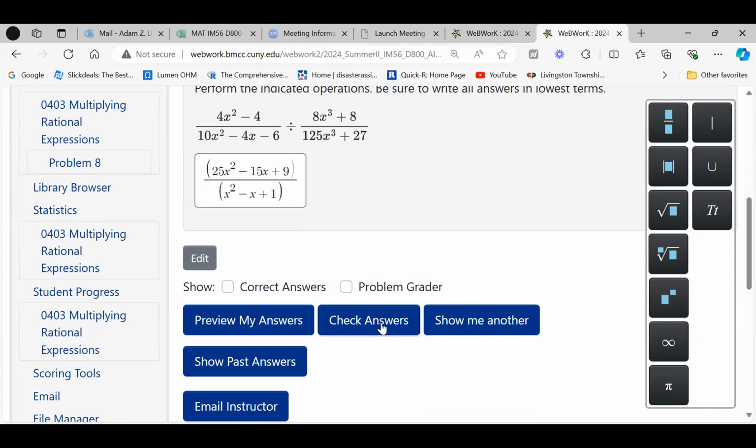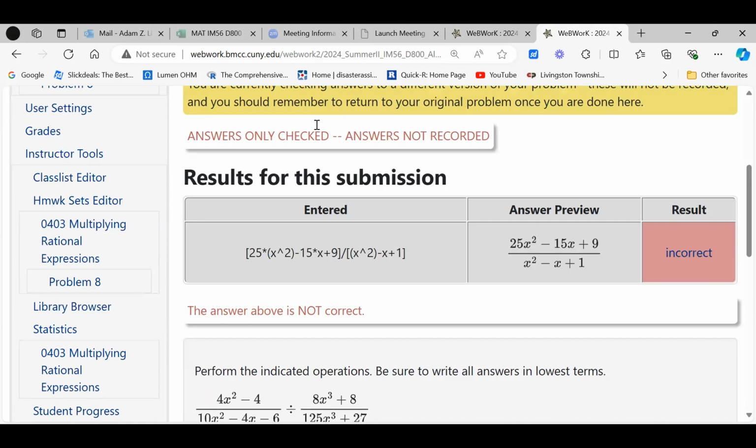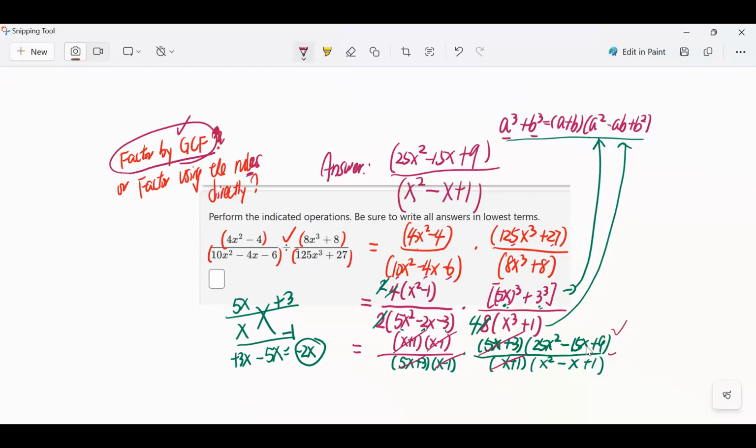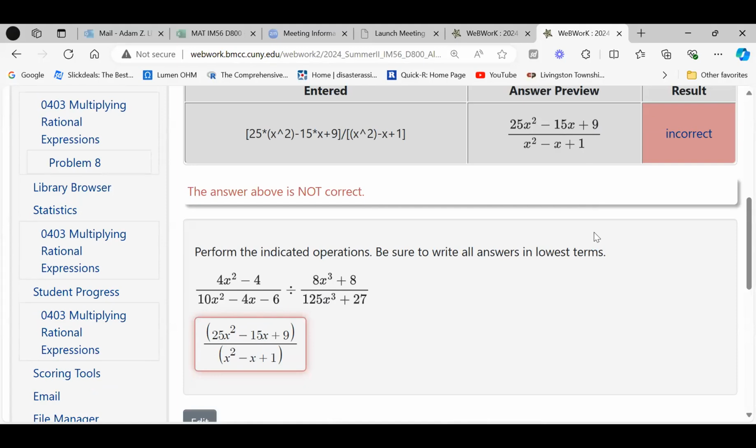Let me ask you guys a quick question. Is this the correct answer? No, it's incorrect. Let me go back. Minus 15x, 25x squared. Did I cancel an extra term? No, actually, it's all good. Let me go back: 25x squared minus 15x adding 9. You missed the 4. Oh yeah, that's right.